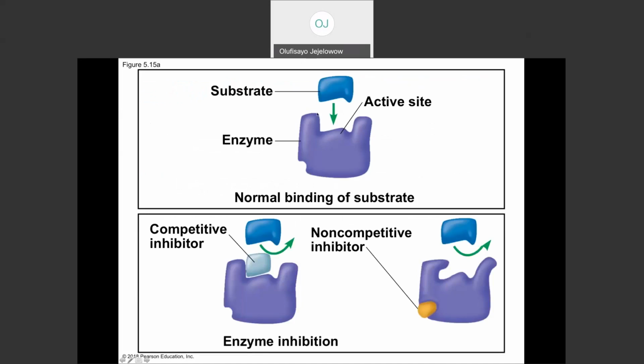So this is the active site for the enzyme. Normal substrates fit. If there's a competitive inhibitor, it might fit the site of the enzyme, but by occupying that site, it blocks the normal substrate, and that reaction, that metabolic process, will be blocked until the competitive inhibitor leaves the active site of the enzyme.